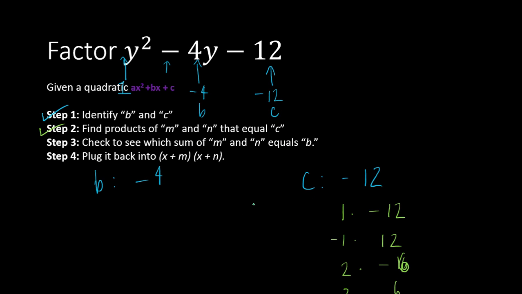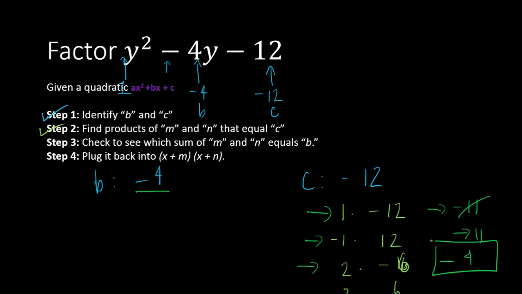So I have my pairs 1, negative 12, negative 1, 12, and so on. And I check, I'm going to take the sum of each pair and figure out which one equals B, which is negative 4. So for example, 1 plus negative 12 is negative 11. So that's not my pair. Negative 1 plus 12 is positive 11, still not my pair. And I continue checking. You see when I get to the next one, 2 and negative 6, if I add 2 to negative 6, I get negative 4, which is equal to B. So those are the values I want.